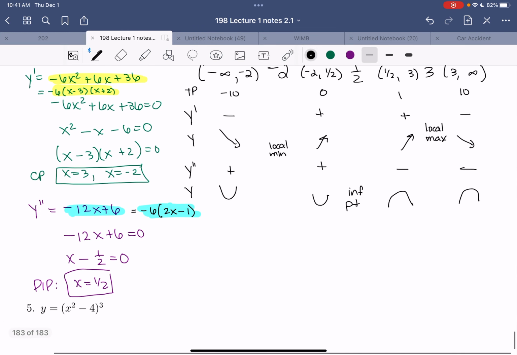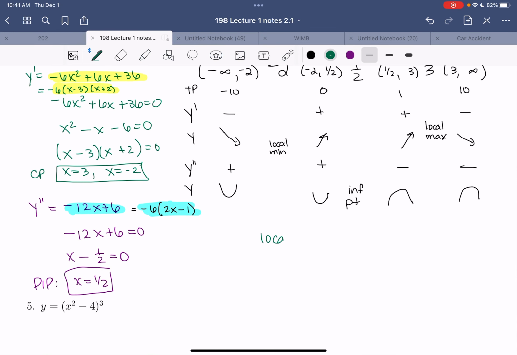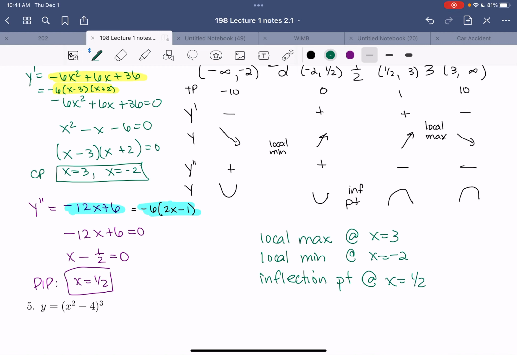So what we know is that there is a local max at x equals 3, a local min at x equals negative 2, an inflection point at x equals 1/2. It is increasing on those two middle intervals, so from negative 2 all the way up to 3. It is decreasing from negative infinity to negative 2, and from 3 to infinity.